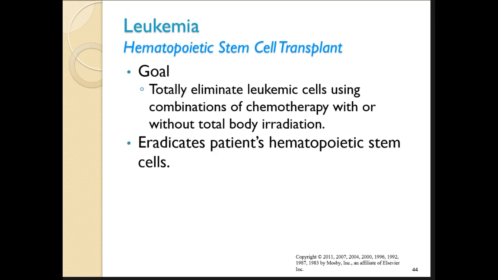When we talk about hematopoietic stem cell transplantation, this is another type of therapy that can be used for patients with different forms of leukemia. The goal is to totally eliminate leukemic cells from the body using combinations of chemotherapy with or without total body irradiation. This treatment also eradicates the patient's hematopoietic stem cells, which are then replaced with those of a matched sibling or other matched donor.